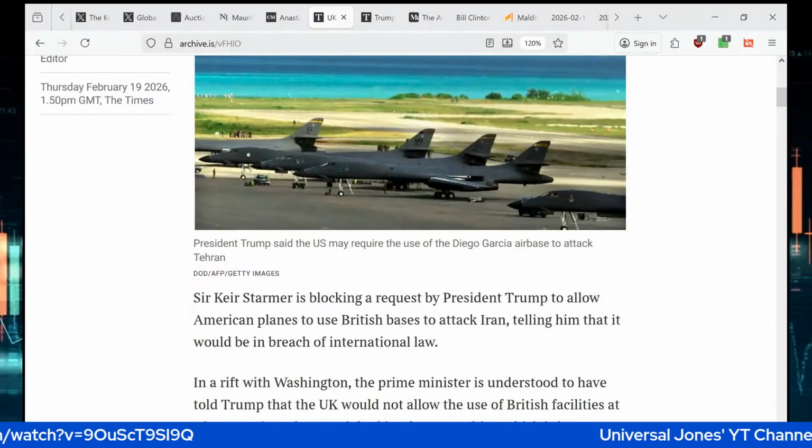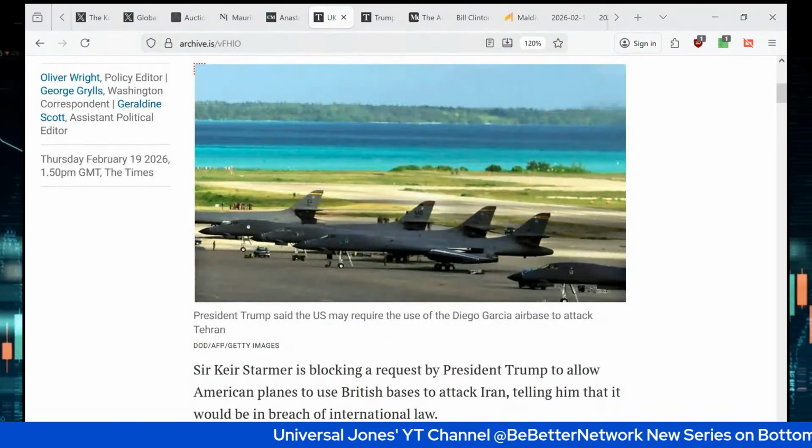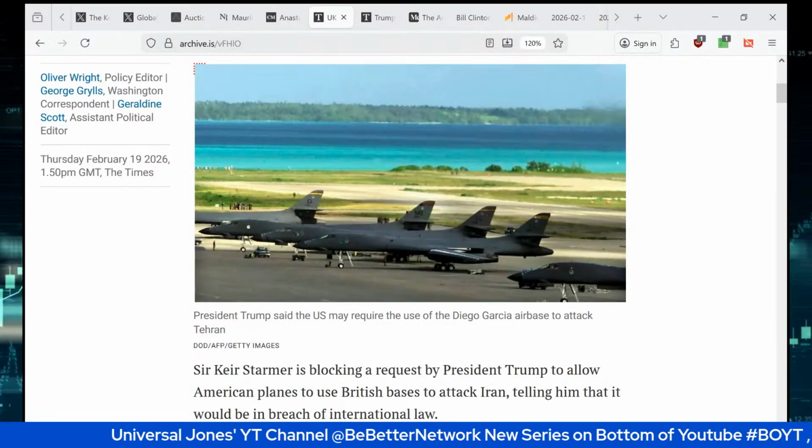Do we see where the Malaysian plane is? Is it still there after 11 plus years? I don't think so. Anyhow.